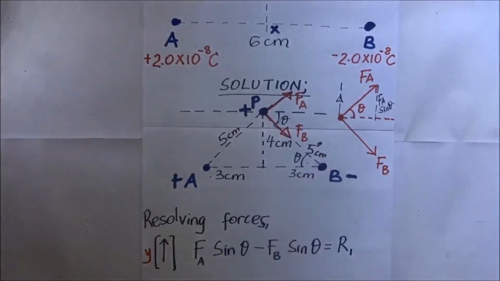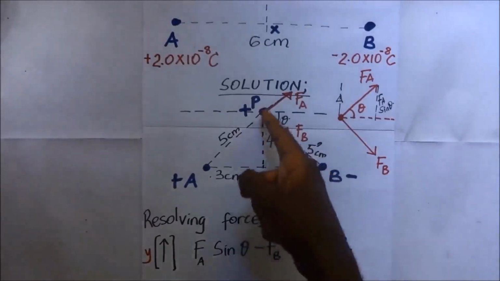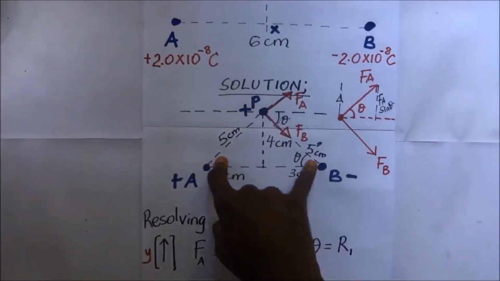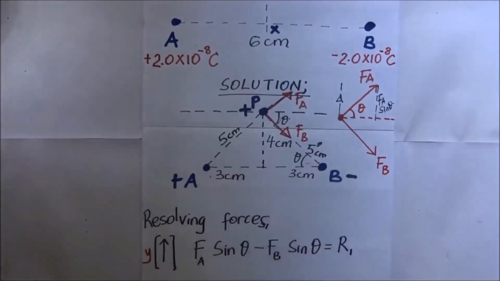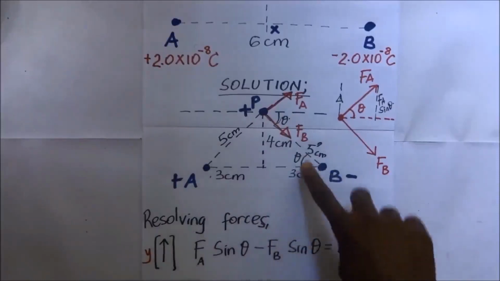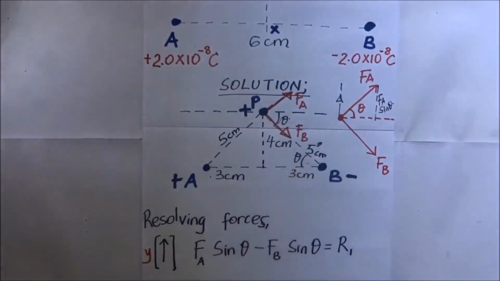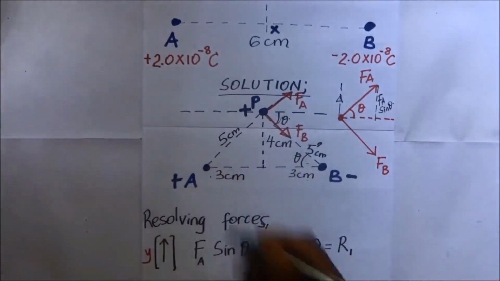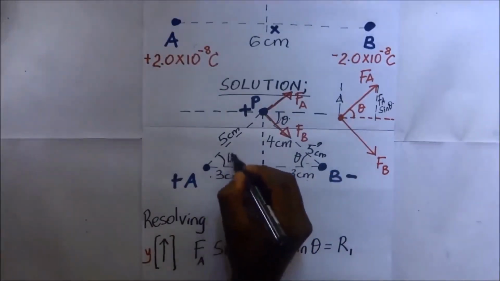So it means that this is 5 centimeters, that's 5 centimeters. That whole thing makes it an isosceles triangle. And if this is the value of theta, one thing about isosceles triangles is that the base angles are the same. So meaning that if this is angle theta, this angle here is also theta.